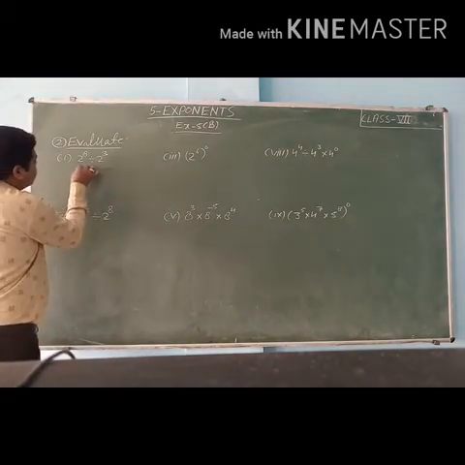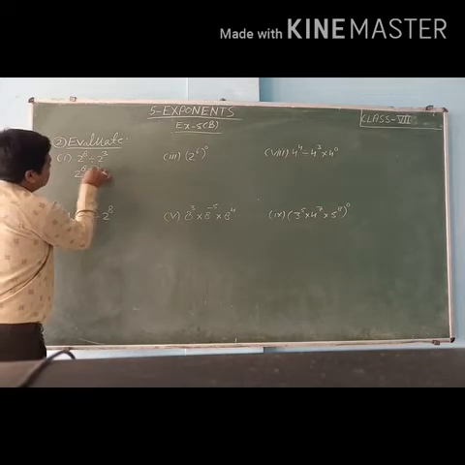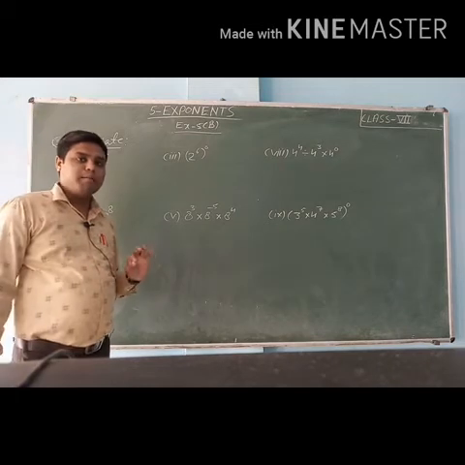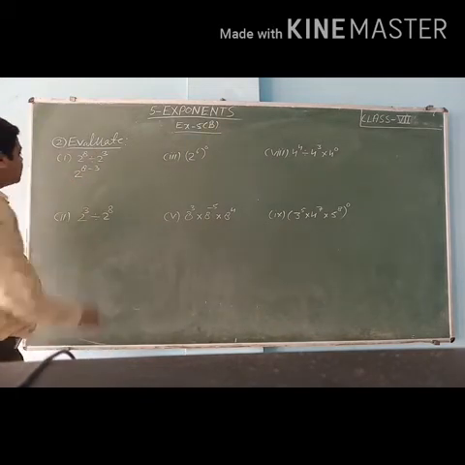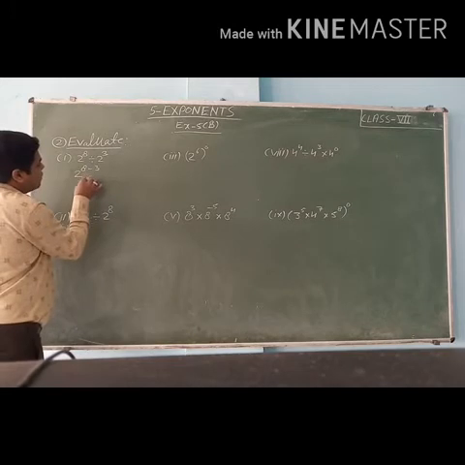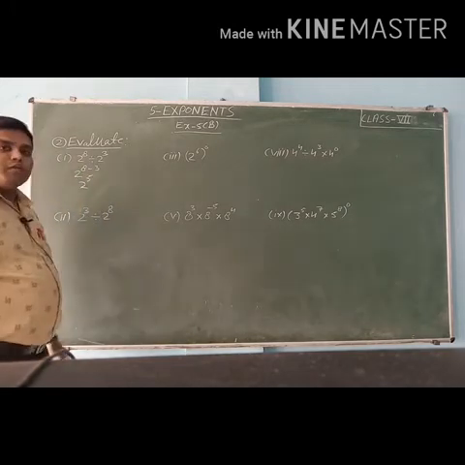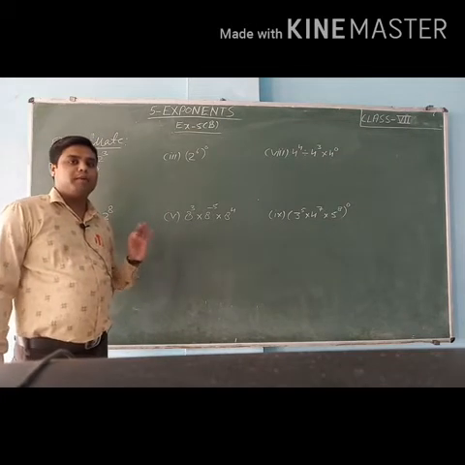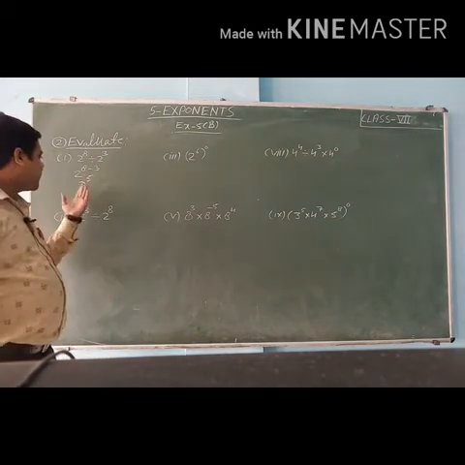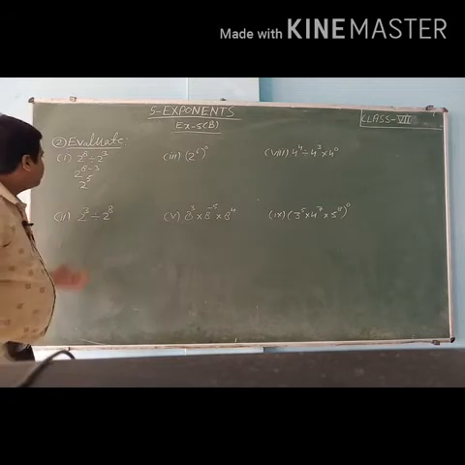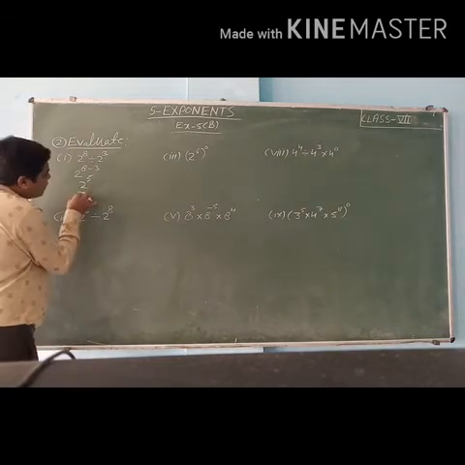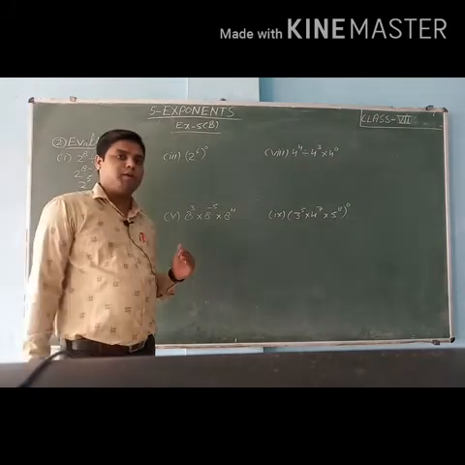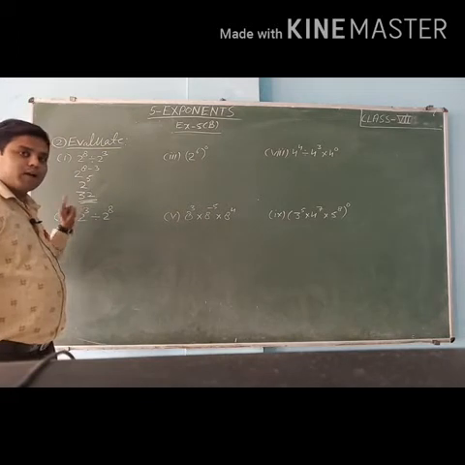2 raised to power 8 minus 3, because bases are in divide, so we can subtract the power. So 2 raised to power 8 minus 3, it means 2 raised to the power 5. 8 minus 3, 5. So after this we can write 2 multiply 2 multiply 2 multiply 2 multiply 2, 5 times, but directly we can write 2 raised to power 5, it means 32. So 2 multiply 2 multiply 2 multiply 2 multiply 2 means 32 is the answer.